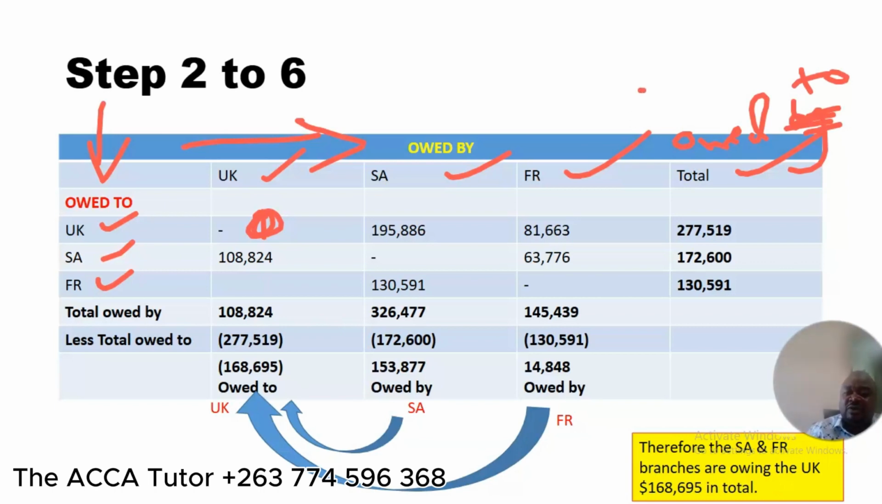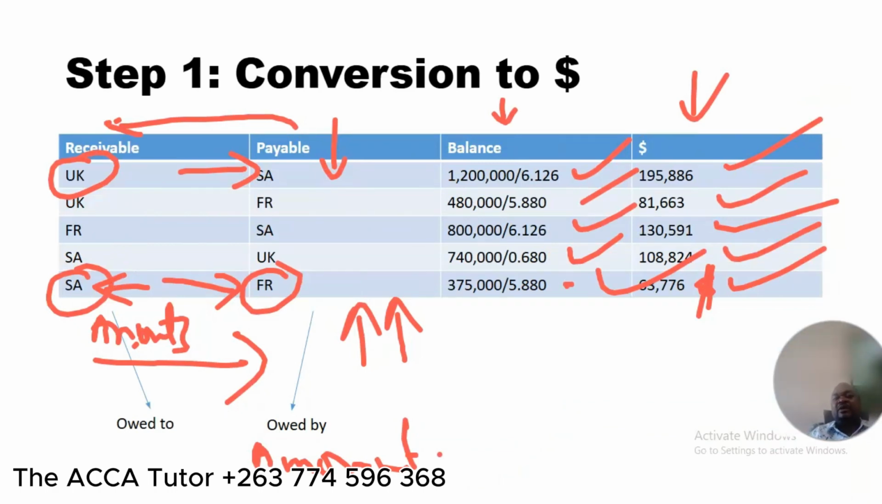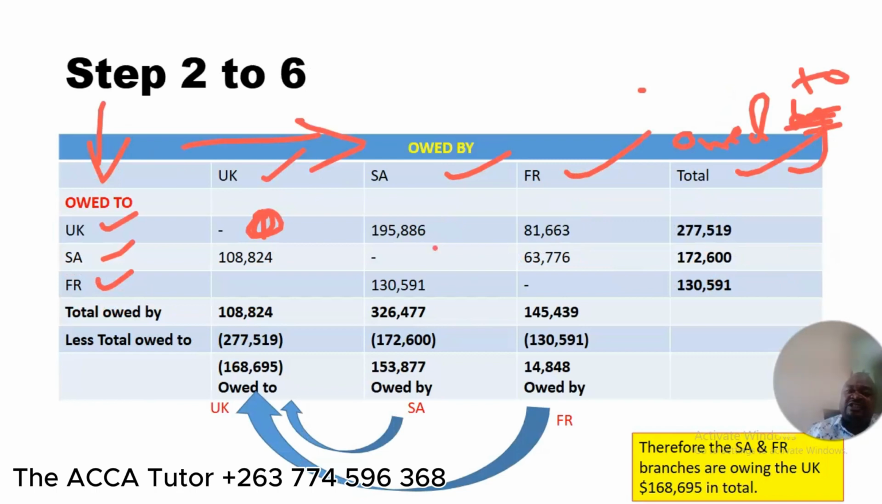So if we go back to our table here, the amount that was owed to the UK by the South African company, according to our computation, was this much when we did the conversion. So we come back and slot the amount here. Then we ask ourselves, was the UK still being owed by any branch?